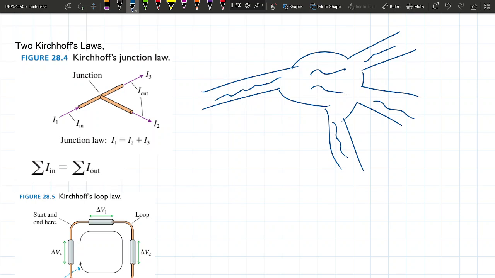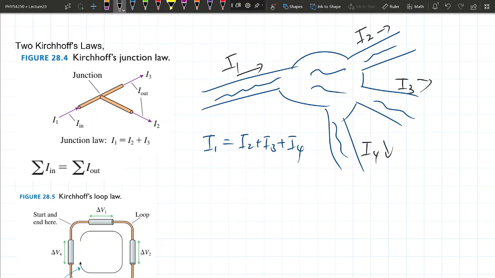So there's some water in here. If I declare that this is the current going in, and these 3 are the current going out, I instantly know this relationship: I1 has to be equal to I2 plus I3 plus I4. If I have 1 gallon of water flowing into this little reservoir per second, 1 gallon of water is flowing out of all 3 of those combined. And this is if I declare the direction of these currents to be this way.